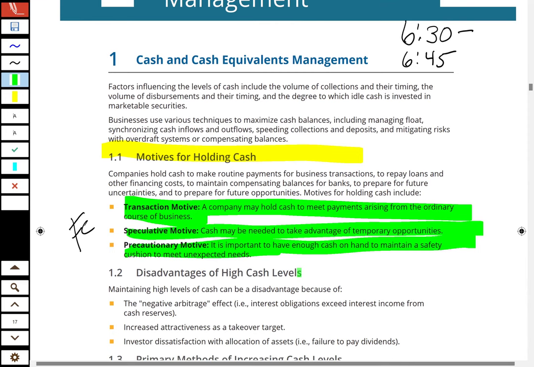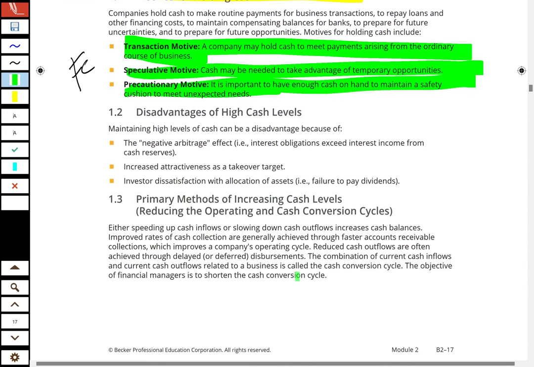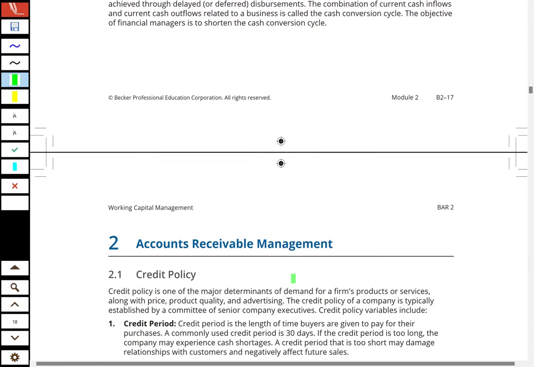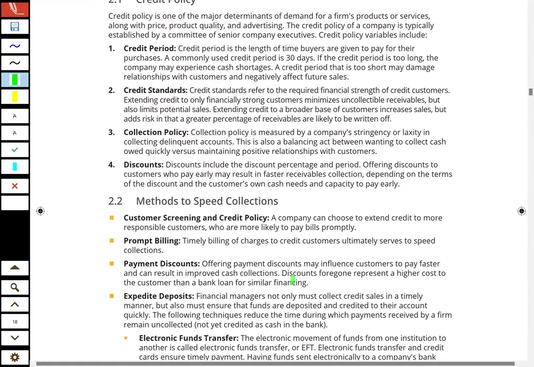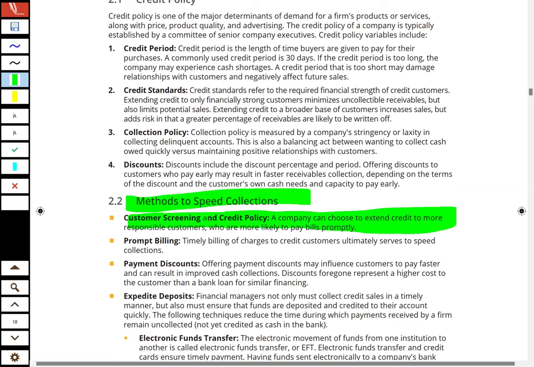Now, coming over and taking a look at the next page and looking at some of the methods for managing cash. Let's just take a look at methods for speeding collections, okay? And so customer screening and credit policy. Customers that tend to pay their bills on time, those are the ones you'd want. Credit rating, whatever. Prompt billing. A person doesn't know if they're supposed to pay you until you bill them. Offering payment discounts. Okay, now, of course, you want to balance that carefully.